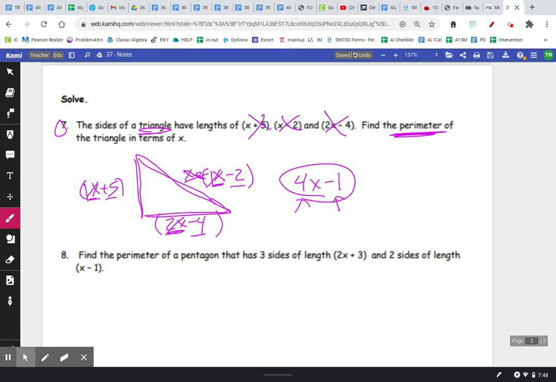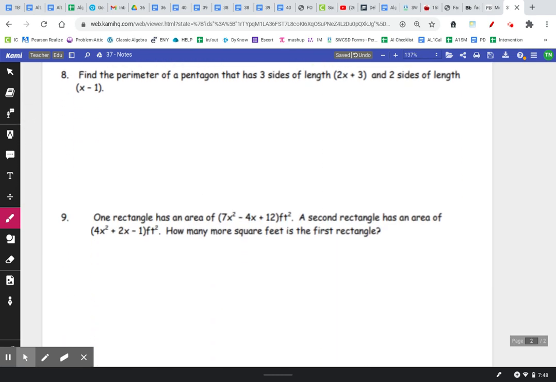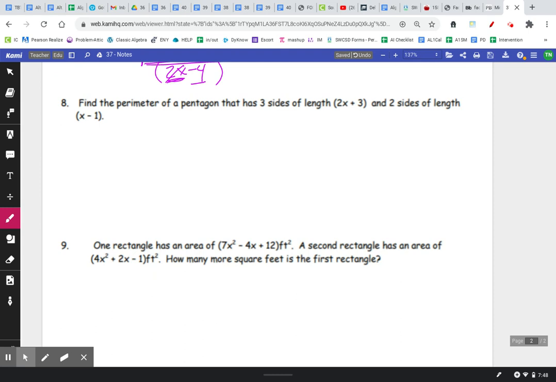Good work, everybody. All right, 2 more. Find the perimeter of a pentagon that has 3 sides of length 2x plus 3 and 2 side lengths of x plus 1. Pentagon, how many sides does it have? Come on, you know this. Well, look, 3 sides and 2 sides. That makes 5 sides. It has 5 sides. 1, 2, 3, 4, 5.